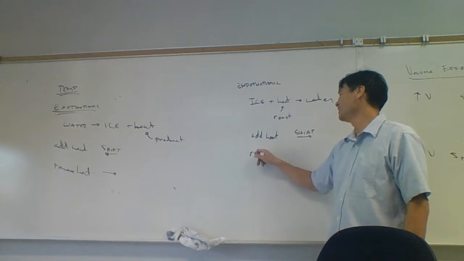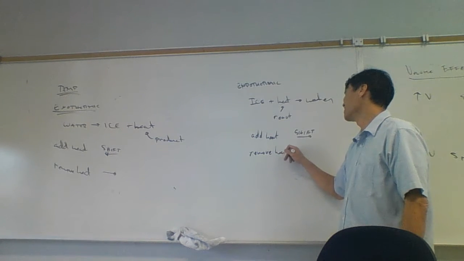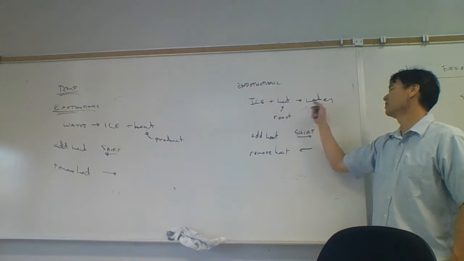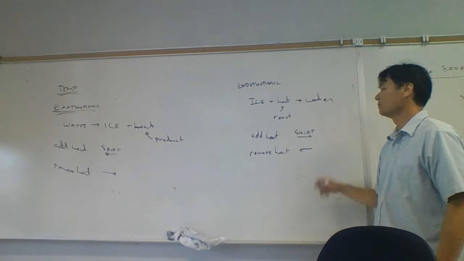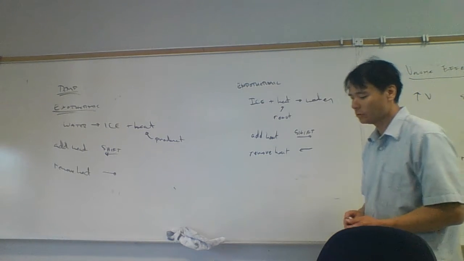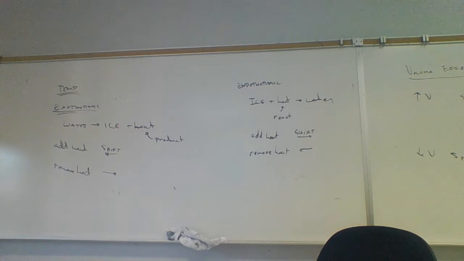If we remove heat, that's going to shift it the opposite direction. If we remove heat, we're taking away the heat, it's going to shift to the left. So this would be like melting ice. Melting ice is endothermic. Freezing water is exothermic. And so we can predict it. And so this one is easy to predict.